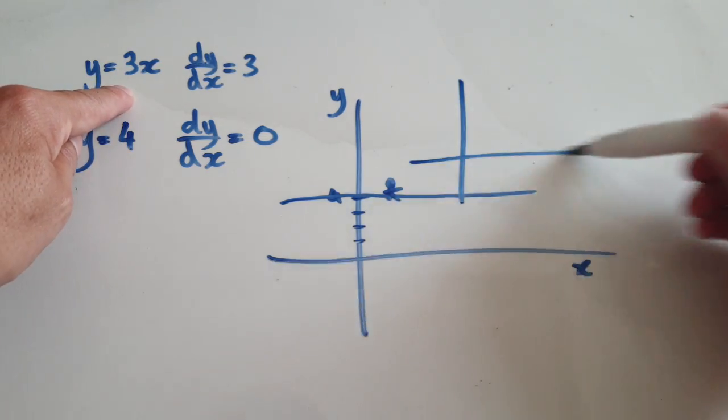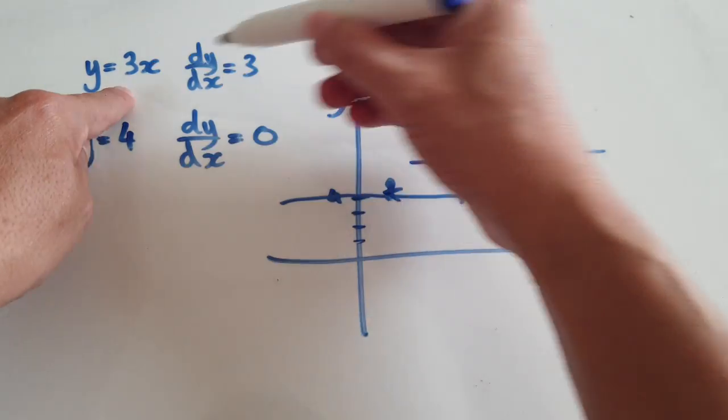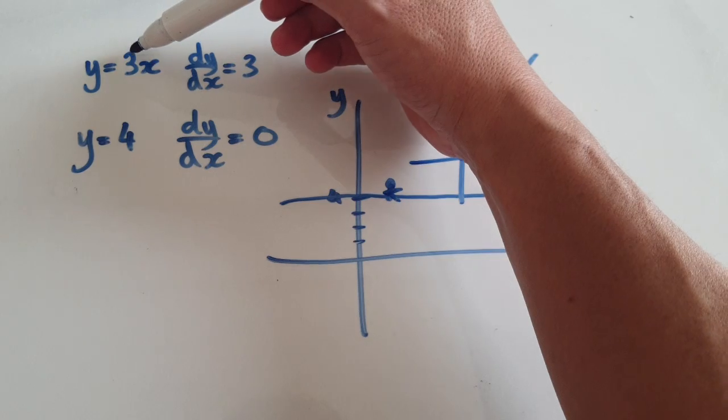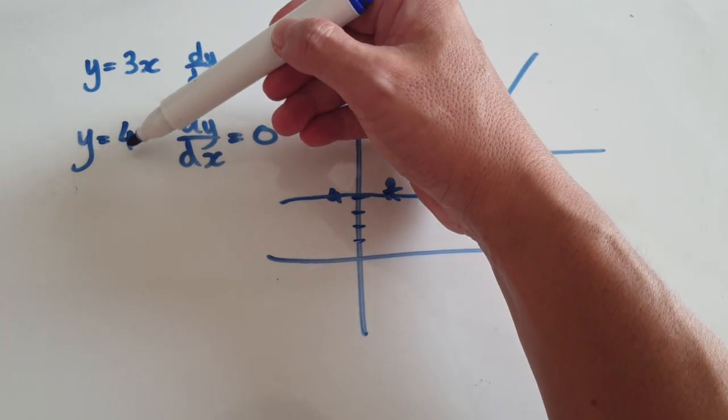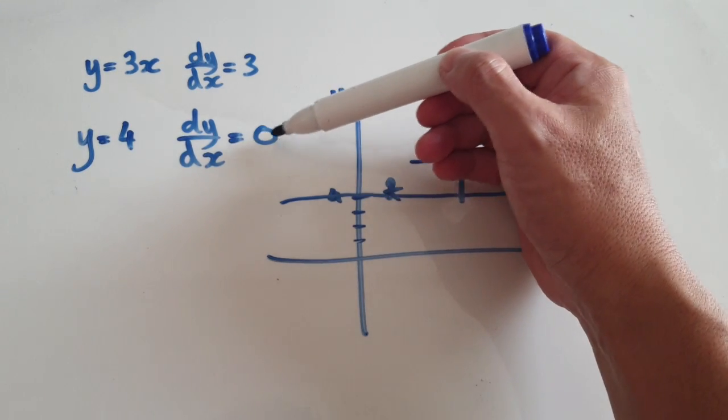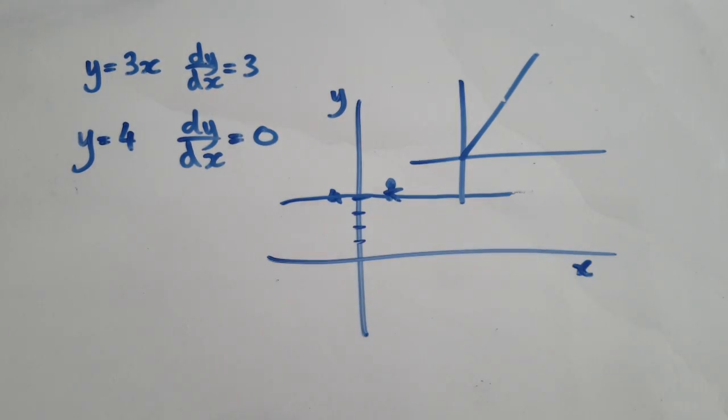Here you've got a slope, and the slope is always 3. So in short, when you differentiate this, it's just the number in front of the x, and when it's a constant, there is no gradient. That's why dy by dx equals 0.